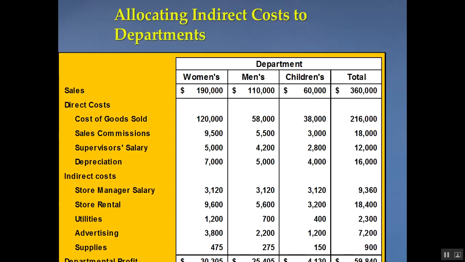So here's what our new income statement looks like after we've allocated the indirect cost to each department. So you can see that the children's department is the least profitable with $4,130, then the men's department at $25,405, and then finally the women's department is the most profitable at $30,305.